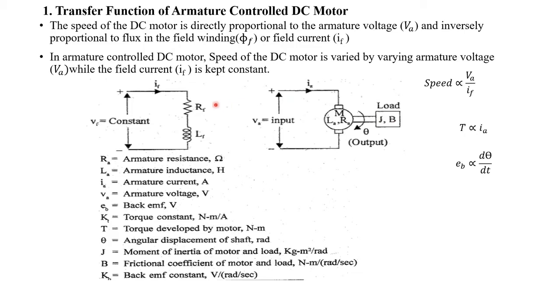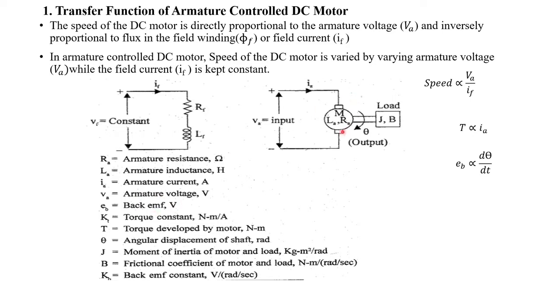Now for armature controlled DC motor we are keeping the field section constant, isn't it? We are concentrating only on this armature section. For the analysis we have to explain each and every term used in this armature. So listen here, what is RA? RA is nothing but armature resistance, that is represented here inside the motor. LA will be the armature inductor. You have to write the unit also. Then what is IA? IA will be the armature current. Then what is VA? VA is the armature voltage.